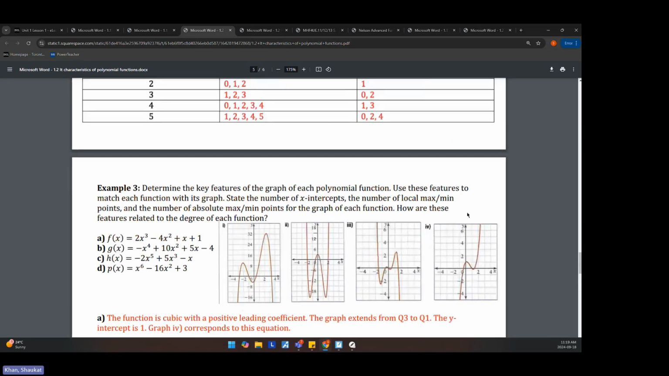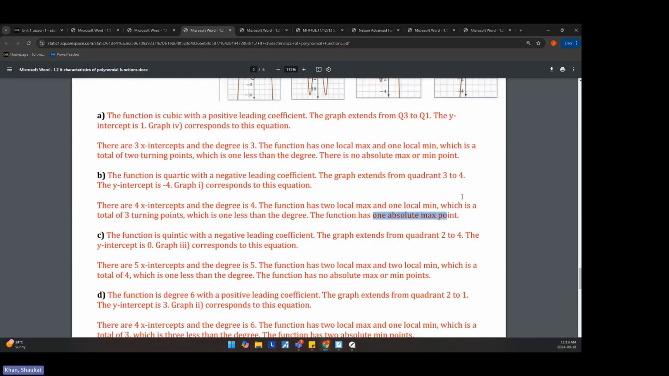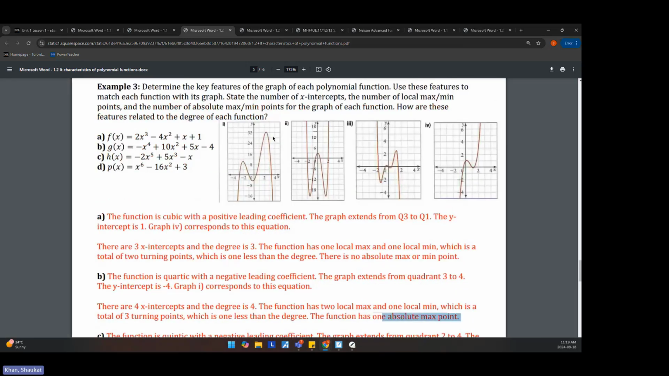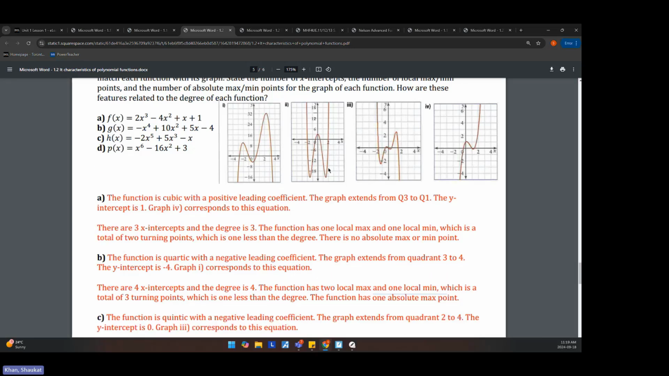Okay. So yeah, the absolute max point is when your local max or minimum is one of your absolute max or minimums as well. So that's that.